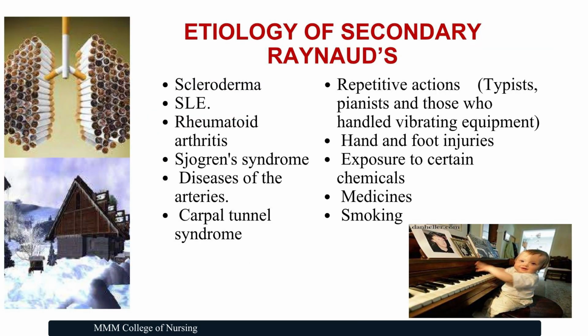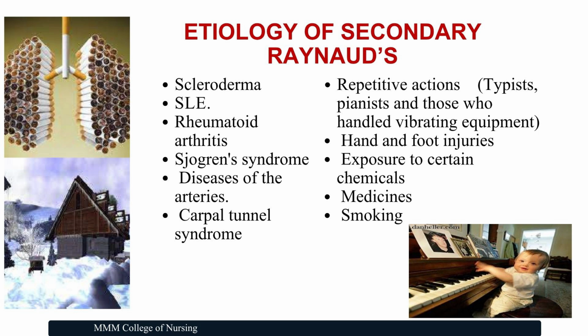Next one is the etiology of secondary Raynaud's. The most common underlying condition is scleroderma. Scleroderma is a connective tissue disease where the body produces excess collagen and the skin and blood vessels become hardened and thicken. It is so closely linked to Raynaud's that if you see a patient with Raynaud's, you should always screen them for scleroderma. Then we have systemic lupus erythematosus, rheumatoid arthritis and Sjogren's syndrome. All are autoimmune conditions. Then arterial disease and carpal tunnel syndrome.